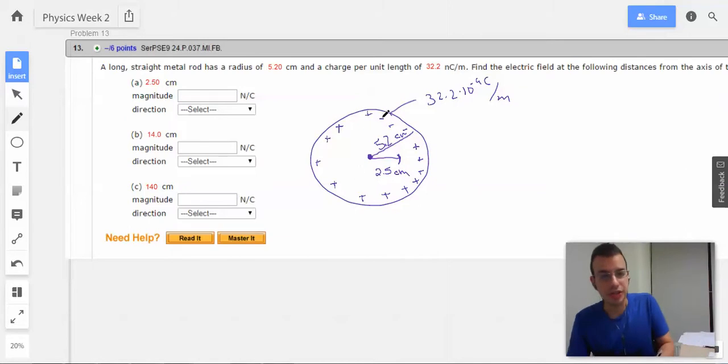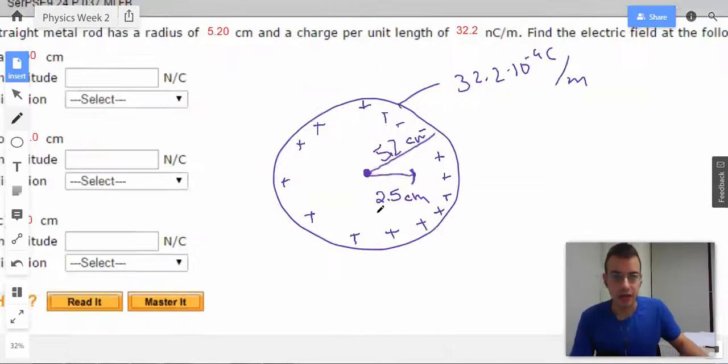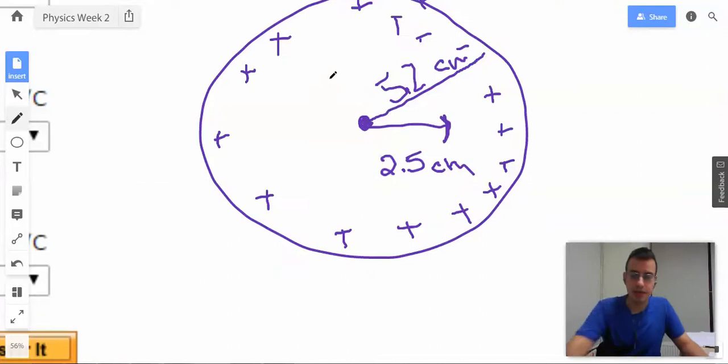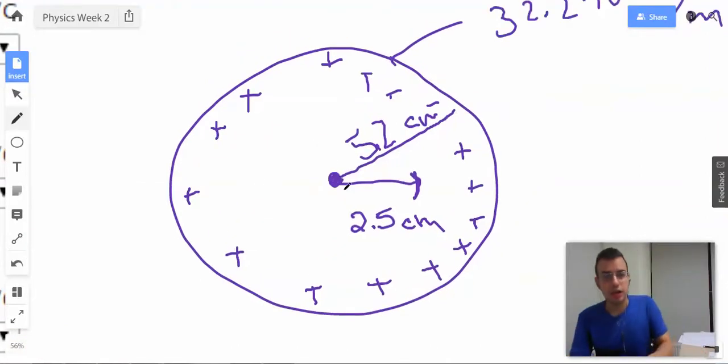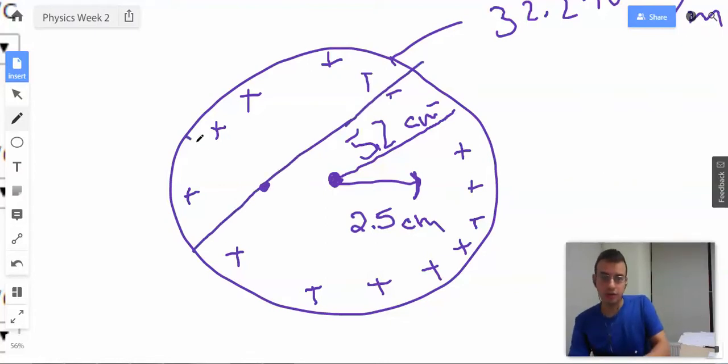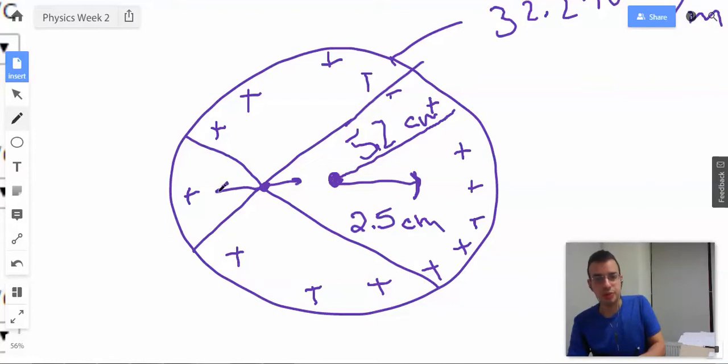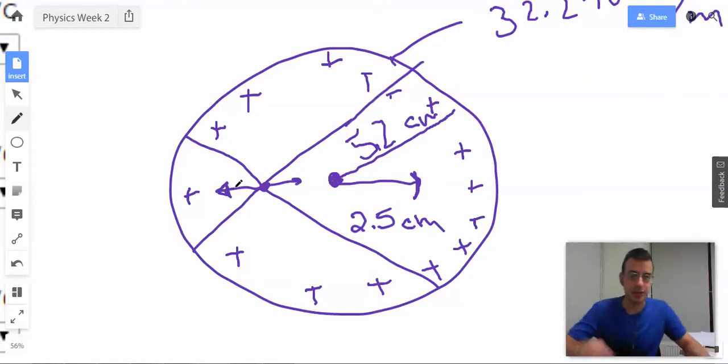What this results in then is, for any point on the inside, you're going to get no electric field. So from here, like this, the positives are going to push this guy this way, and on this side, the positives are going to push him this way, and the net effect is going to be 0.